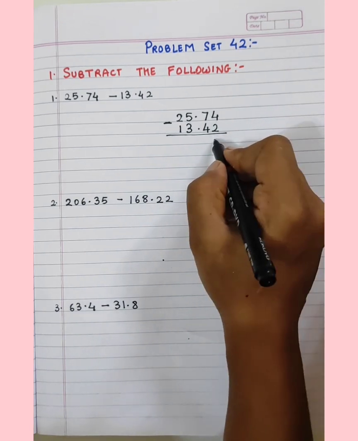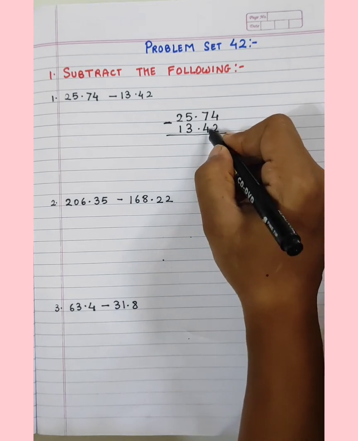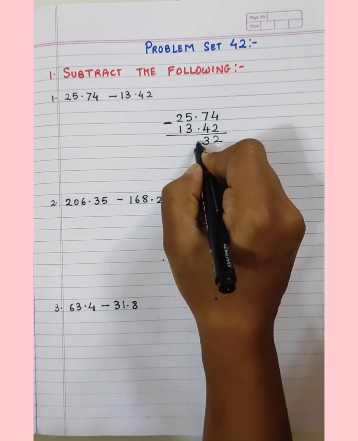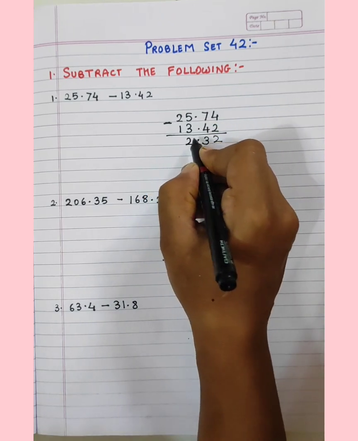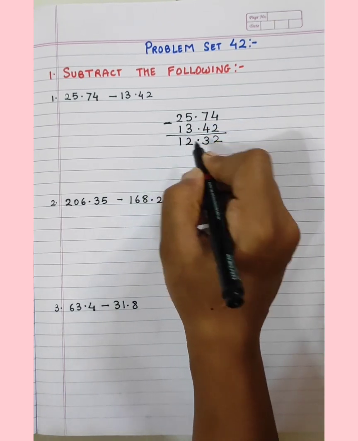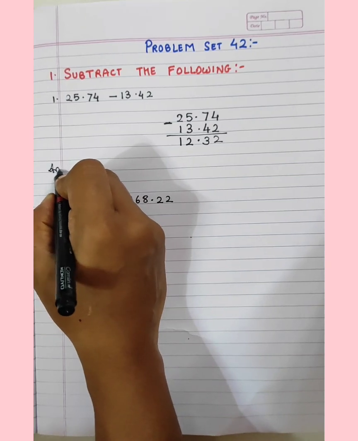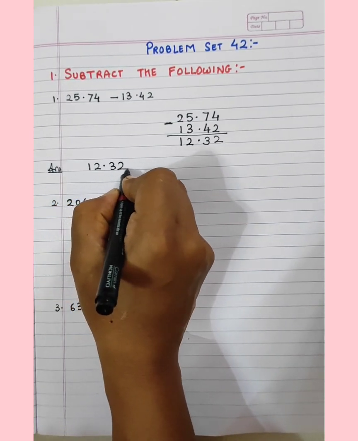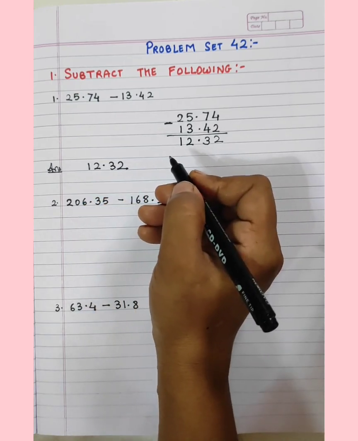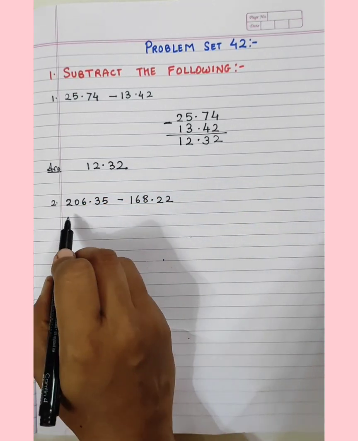4 minus 2, that is 2. 7 minus 4, that is 3. Put decimal point. 5 minus 3 is 2. And 2 minus 1 is 1. So our final answer is 12.32. Okay.